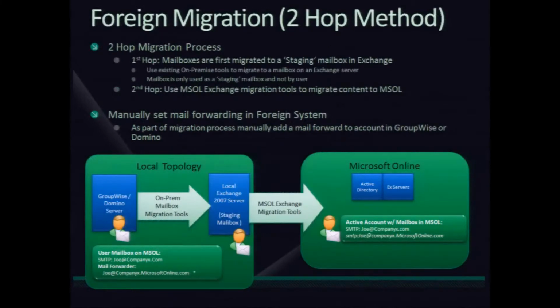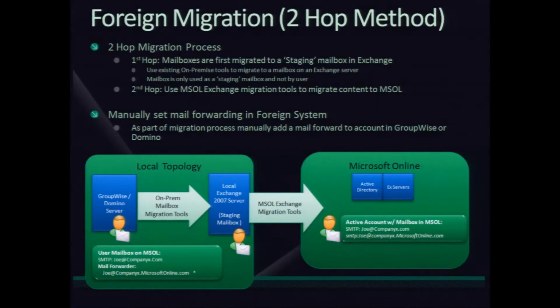There are a couple of different migration approaches. Again, there's a two-hop migration, and there are a couple of reasons why we see this, for Domino and GroupWise. If you possibly want to use a Microsoft native tool to do this migration, you would bring up a staging Exchange server, migrate on-premises GroupWise or Notes using a native tool over to the Exchange on-premises, and then you use the tool that was discussed earlier today, which is the Exchange migration tool for Microsoft Online.